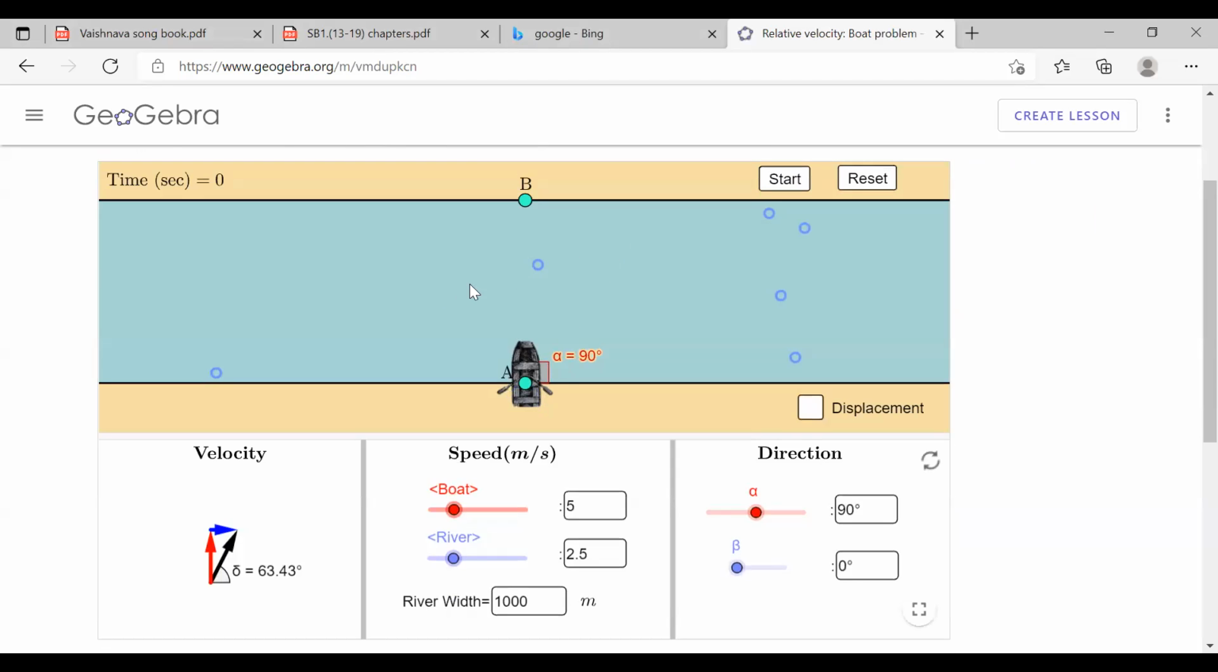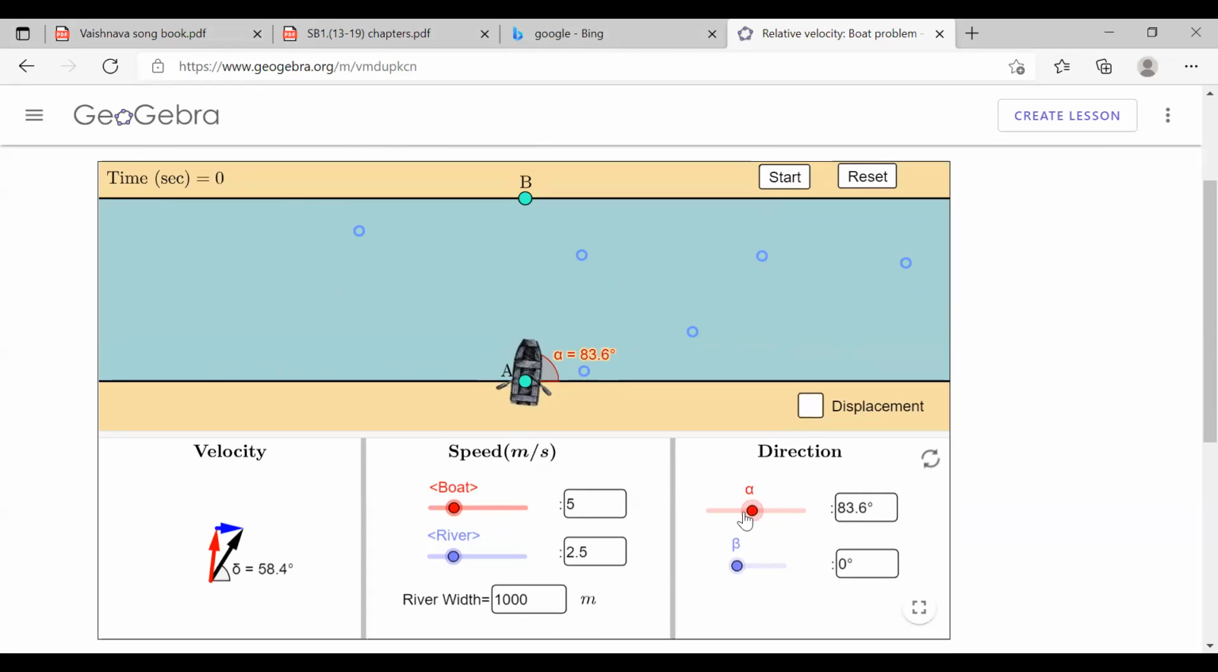Here, there is a river which is flowing, which we can see in the form of bubbles, which indicates that the river is flowing towards the right. Then there is a boat, which we can place at any angle we choose. Alpha you can vary, less than 90, like 30 degrees, or 45 or 60 or 90, or more than 90 also. And beta is the direction in which the river is flowing. If you want the river to flow left, we can keep 180 degrees, or 0 degrees means the river is flowing right.